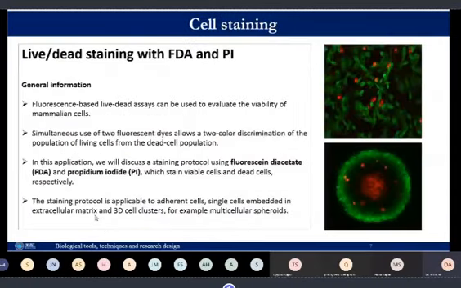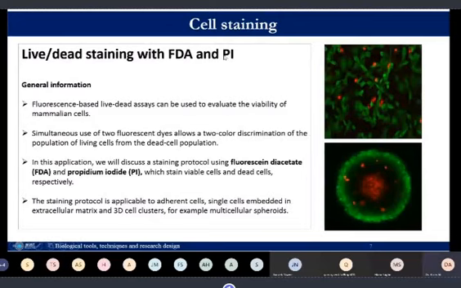So in this slide I will give you an overview of how we use these stains to stain or dye the cells. You have seen many cell staining reagents, and one of them is FDA, fluorescein diacetate. We call it FDA, and this is green in color and it stains alive cells.